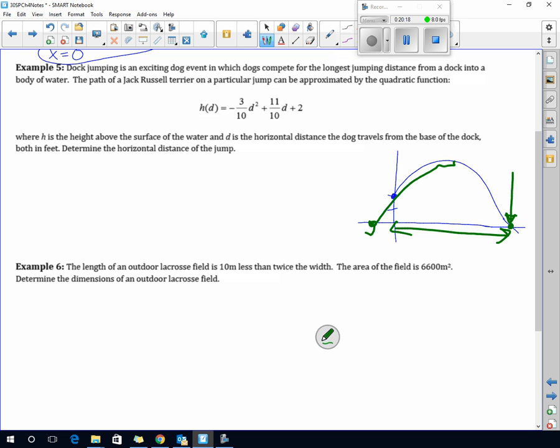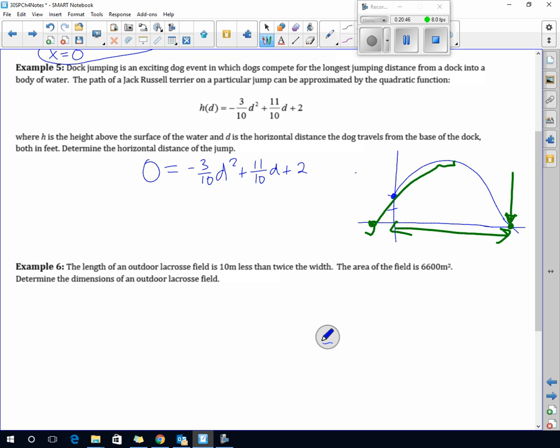Okay, so in order to find the x-intercepts, I set y to 0. In this case, my y is my h of d. So I'm going to have 0 equals negative 3 over 10 d squared plus 11 over 10 d plus 2. And there's a heck of a lot of fractions going on here. And I don't really like fractions, so let's get rid of them. How can I do that? Multiply by 10.